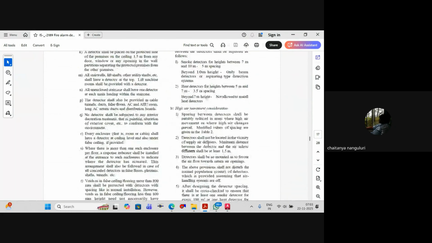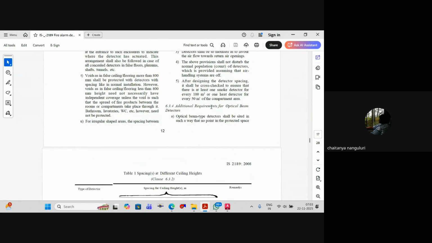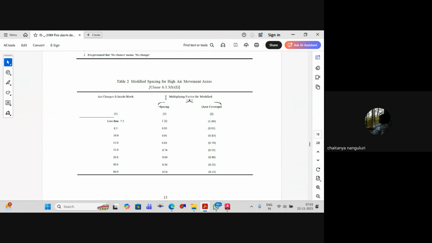Then coming to the next element, high air movement consideration. The spacing between detectors shall be suitably reduced. Basically, if you have high air movement, then generally we have the HVAC system. Inside your building, you know the total AHU capacity. What does the AHU do? It removes the air from the system, adds a minor amount of fresh air, and again dumps the same air into the room space. You agree? Yes, sir. That particular thing, we basically call air changes.